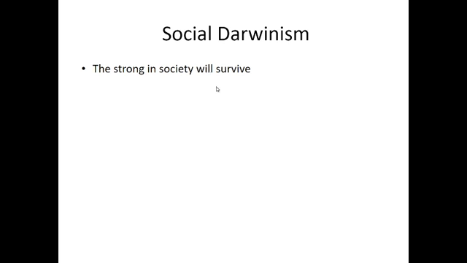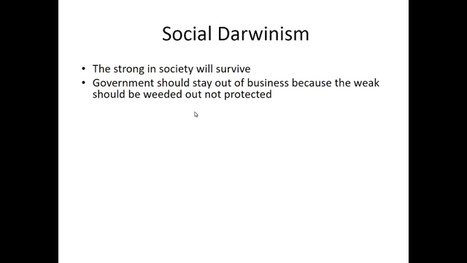The strong will survive. And so social Darwinists had this idea that government should stay out of business and just let kind of nature take over, right? Those that are better are going to become successful and rich, and those that are not are going to be weeded out or not have good jobs. So there was this kind of push for this idea to apply Darwinism to society, which is kind of problematic.